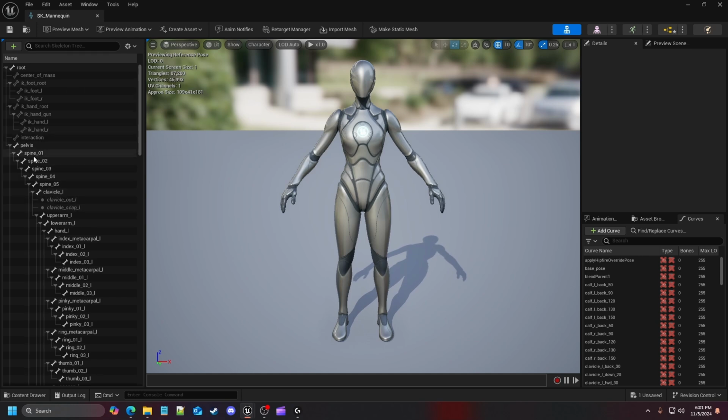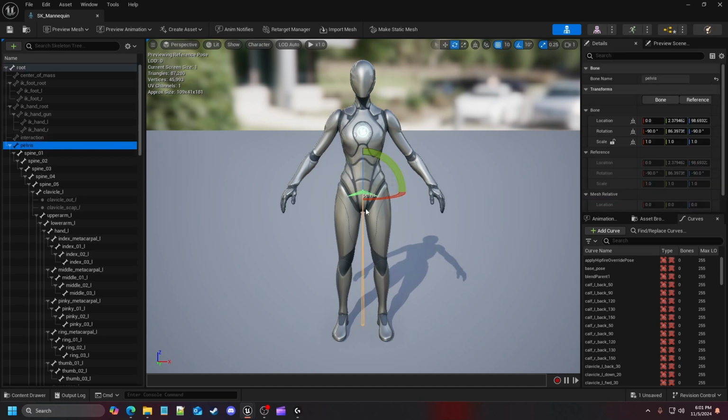So basically, right here, you can see all the spine bones underneath the pelvis, because the pelvis is the overall root bone of the entire hierarchy, because you can see where it's placed.